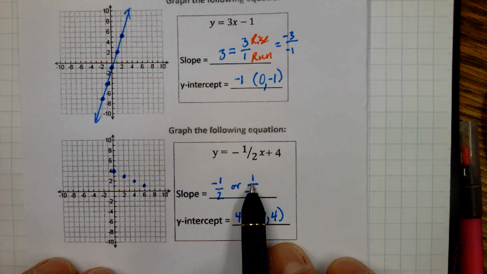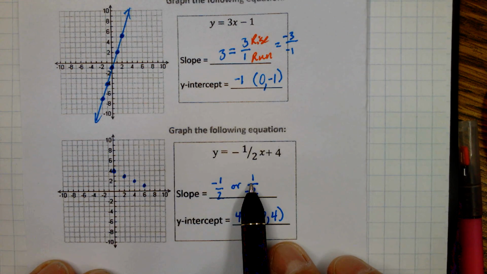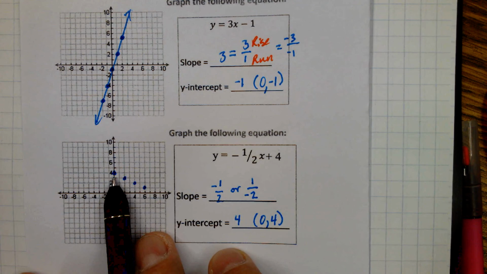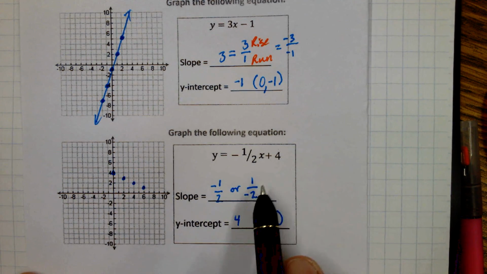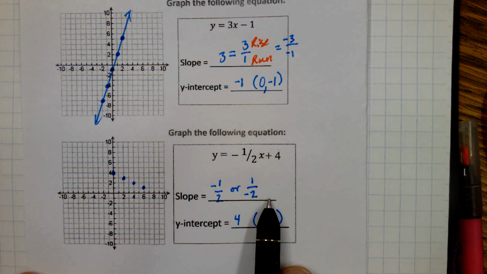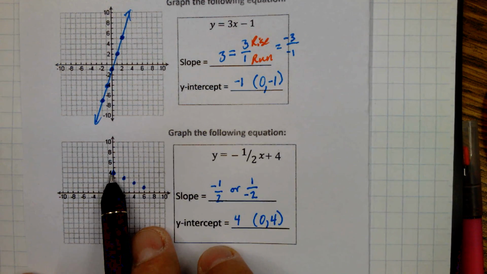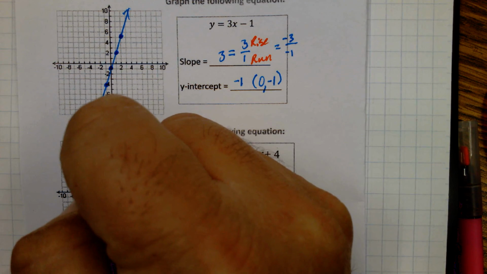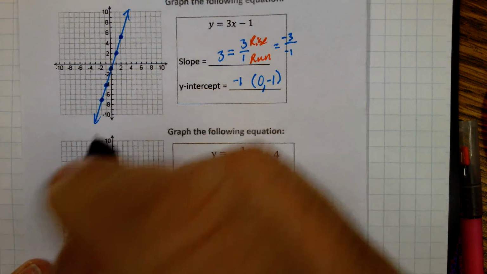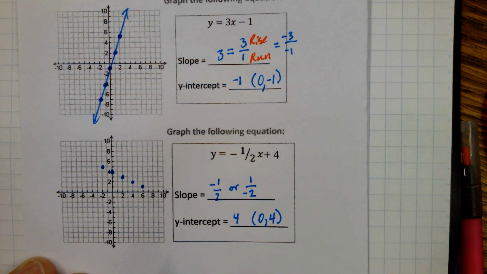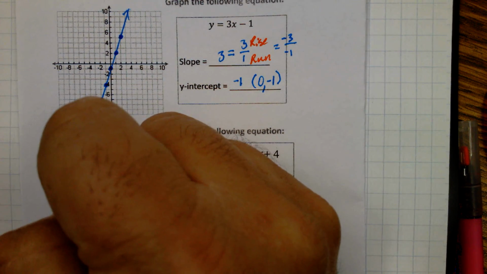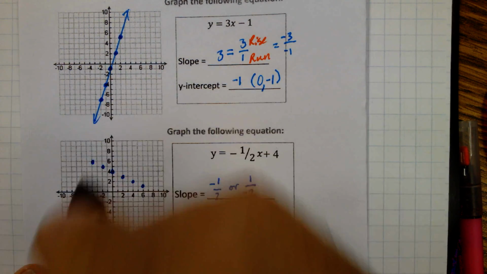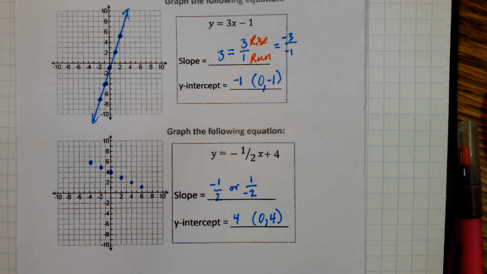Let's try this slope though, 1 over negative 2. Go back to your original point at the y-intercept. Instead of going down and to the right, this is telling me to go up and to the left. Let's try that. Go up 1 and to the left 2. Am I still on the same line? Yes. If I try that again, up 1 and to the left 2, I'm still on the same line. You see that?